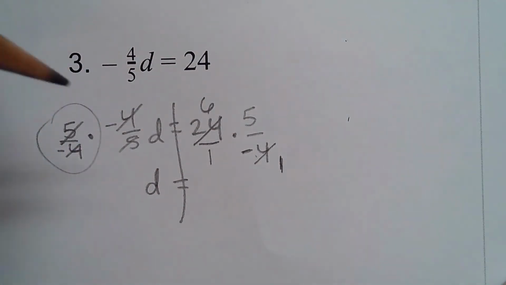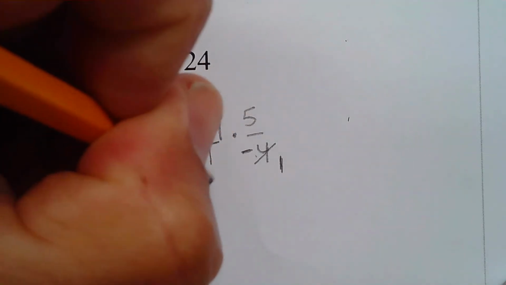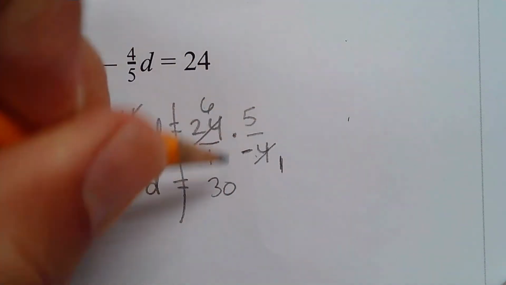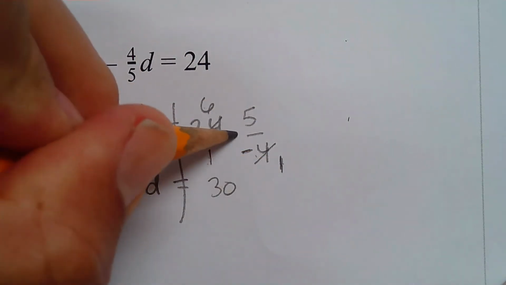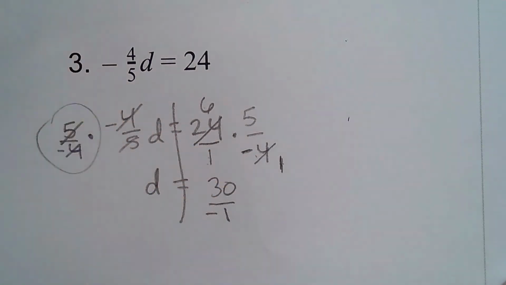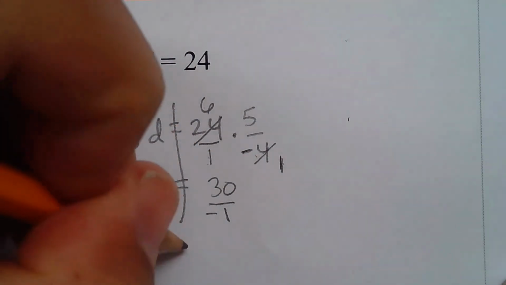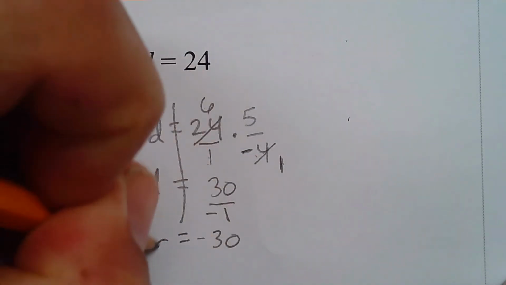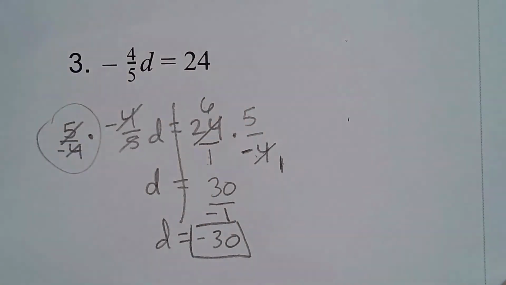And now we're ready to go. This is going to be 6 times 5, which is 30, over 1 times, don't forget the negative 1. So 1 times negative 1 is negative 1. And 30 divided by negative 1, that's negative 30. So that is our answer.